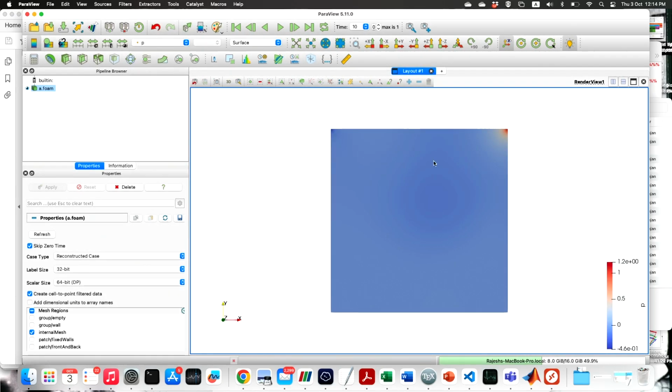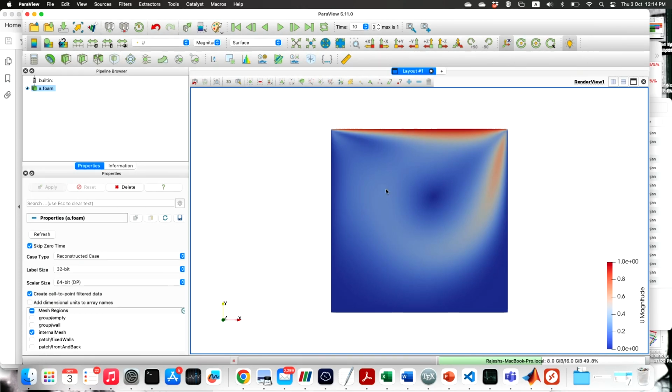You can see that I am seeing something. This is the pressure field. If you go to, let us say, velocity, this is the velocity magnitude.